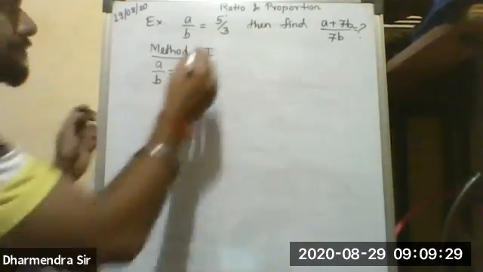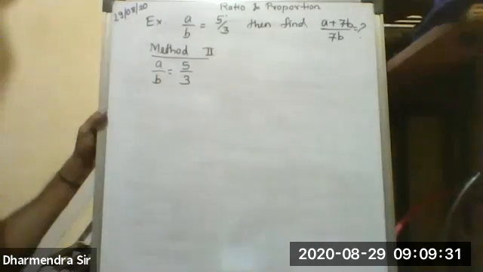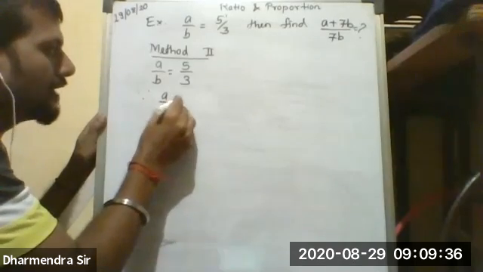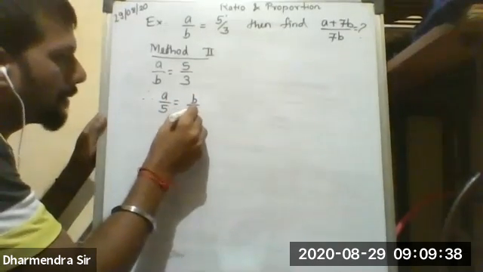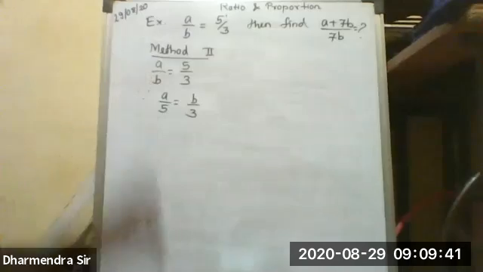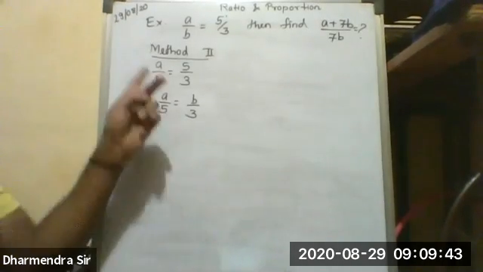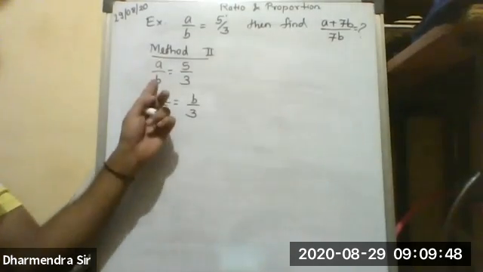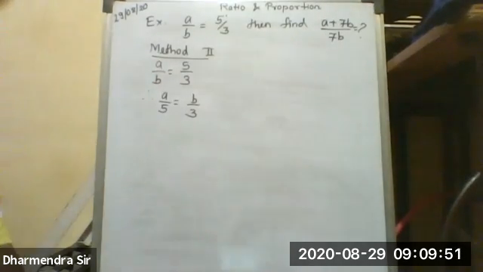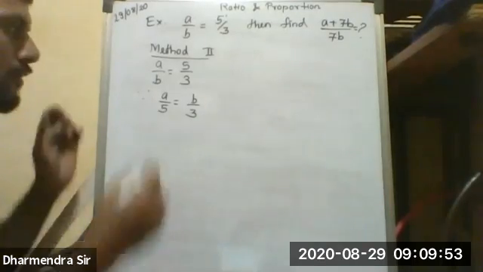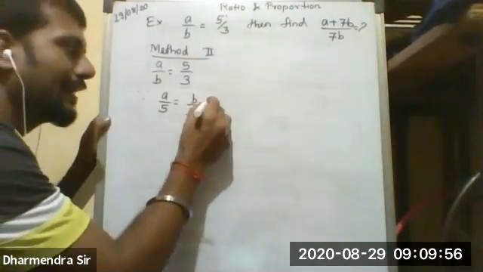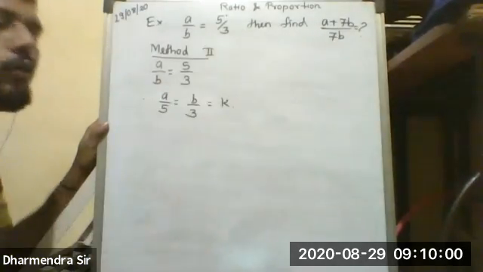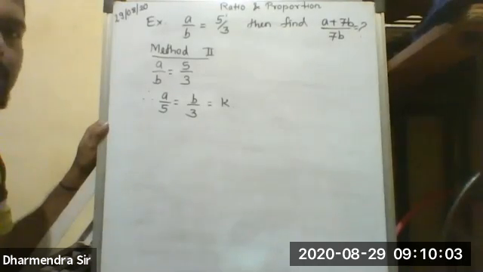Our second method, method 2. In this case, what we will do, we can write this as a by 5 is equal to b by 3. As we have seen, this is a case of alternando. A and 3 are at the same position. B and 5 have interchanged their position. So this is a case of alternando, and I am taking it as k. Let both the ratio be equal to k. I am assuming some constant.